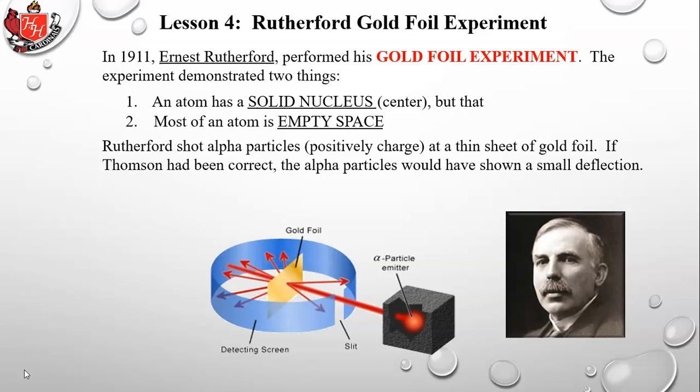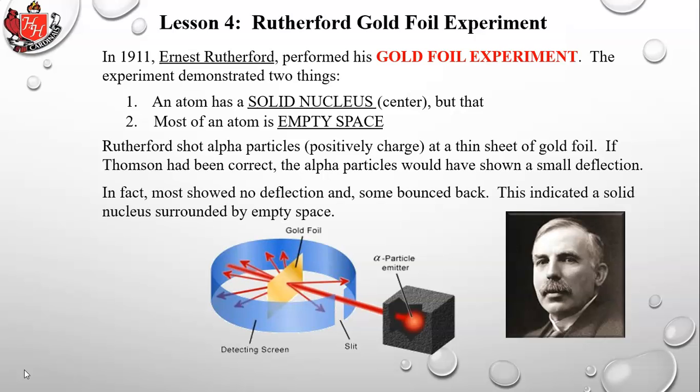In other words, if the nucleus of an atom was soft, then those alpha particles would have been like bullets and just fired right through. Maybe they deflect a little because there's a negative charge, there are some electrons in there, but they basically would have gone essentially straight. In fact, most showed no deflection and some actually bounced back. This indicated a solid nucleus surrounded by empty space.